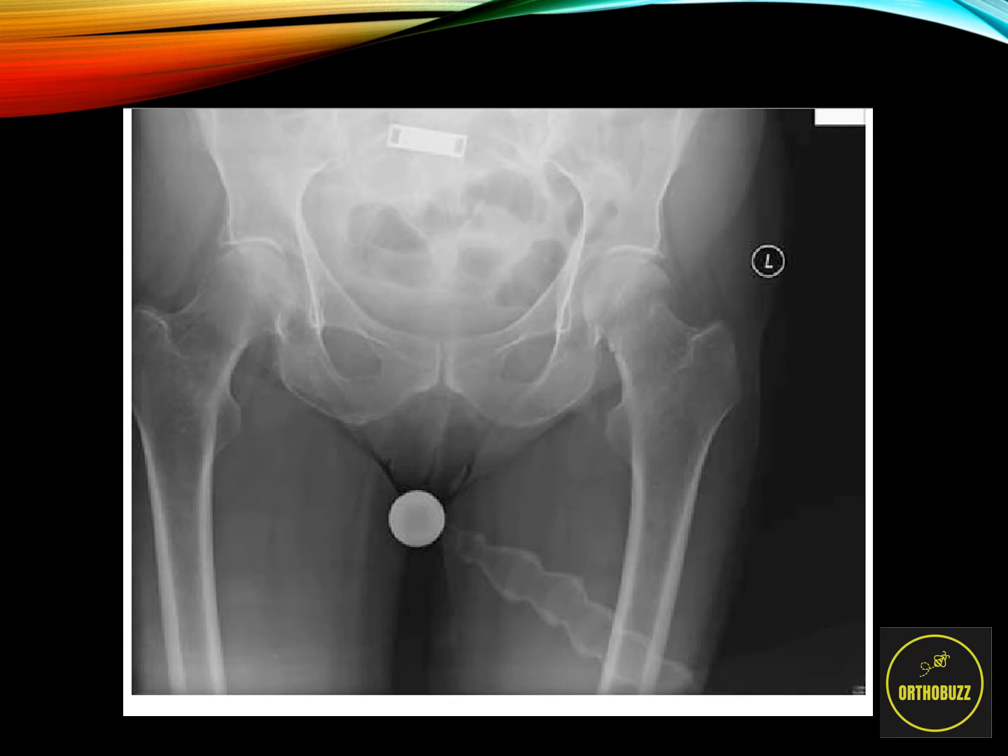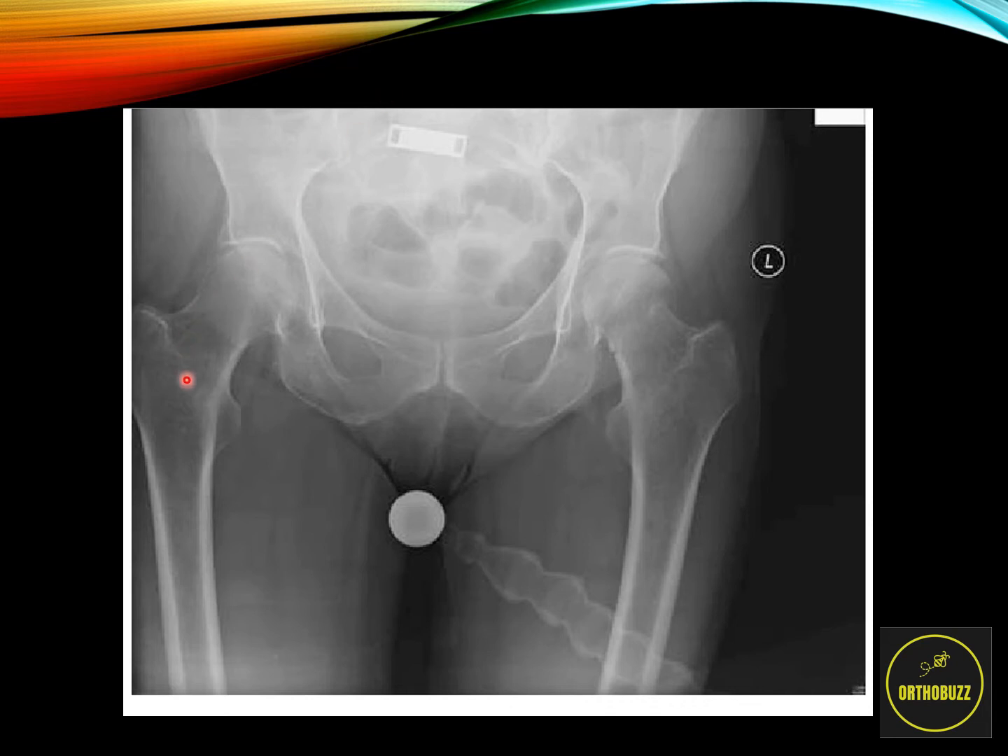So let's have a look at this other x-ray now. So as we can see, this is an AP pelvic radiograph. However, this is not an adequate one, as we can't see the top of the pelvis, and we certainly can't see the lower lumbar spine. Assuming this is the correct patient, let's have a look at what we can see.